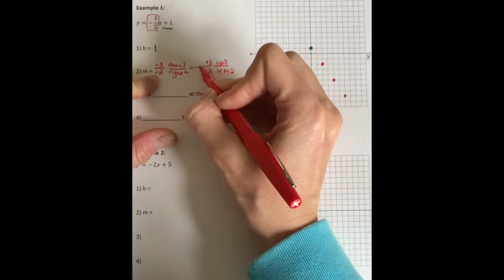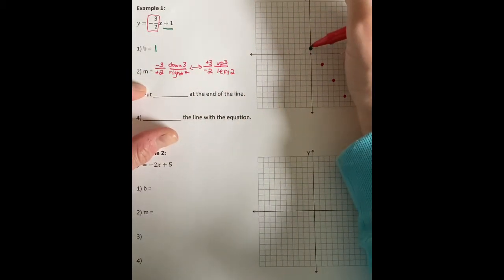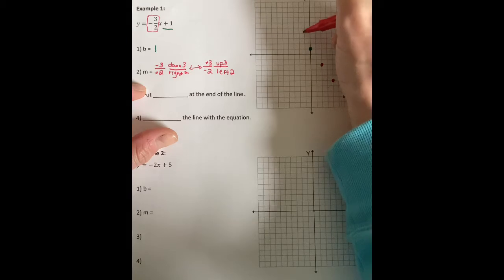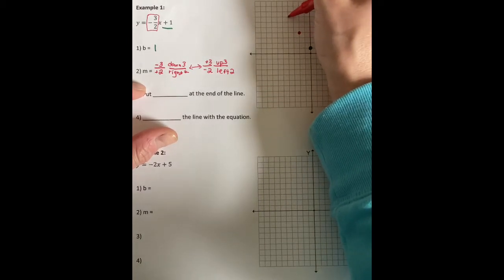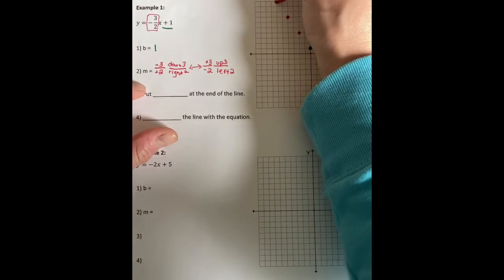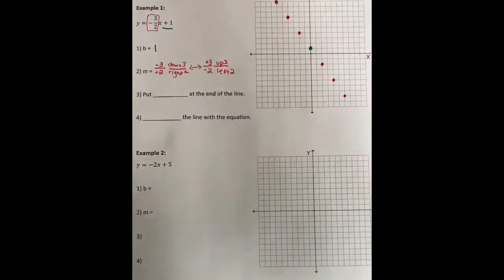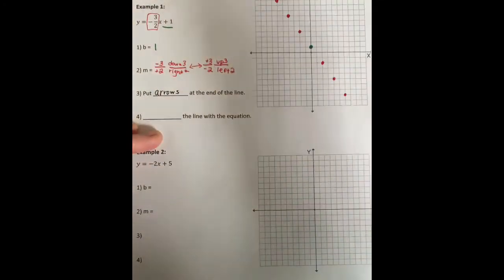So these are the same thing, just the opposites. So here from my y-intercept, I'm going to go up 1, 2, 3, left 1, 2. Up 1, 2, 3, left 2. Then we need to draw our line and put arrows at the end of it.